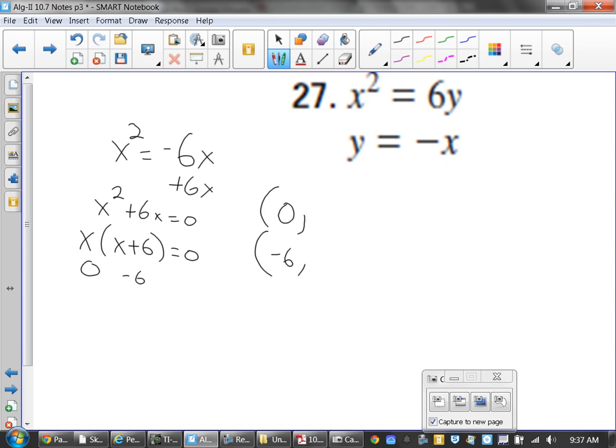And substituting back in, hopefully you chose the second equation. If x is 0, what's y? Now, if x is negative 6, what's y? 6. Very good. Those are your ordered pairs. So when it says negative x, remember, it means the opposite of x. That's what the negative out front means. Just think of it that way.